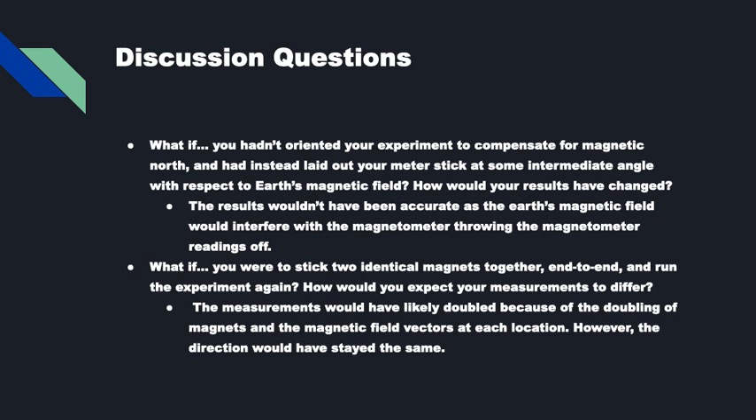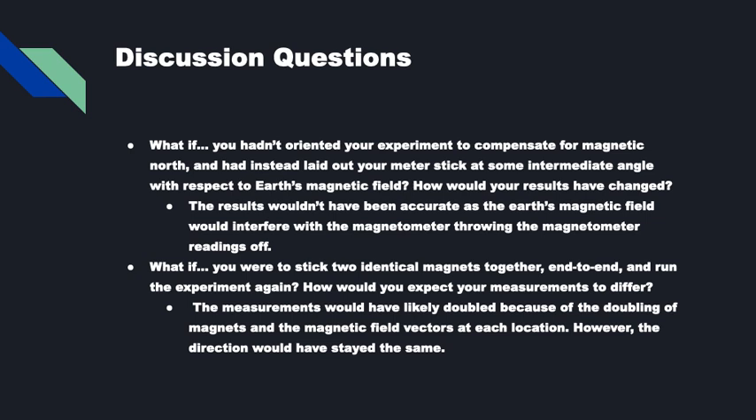And then for the discussion questions: what if you hadn't oriented your experiment to compensate for magnetic north and had instead laid out your meter stick at some intermediate angle with respect to Earth's magnetic field? How would your results have changed? The results wouldn't have been accurate, as the magnetic field of Earth would interfere with the magnetometer, throwing off the readings from it.